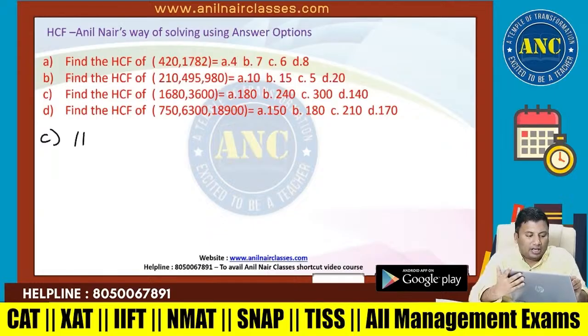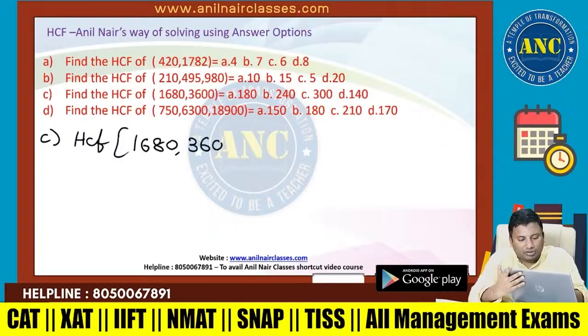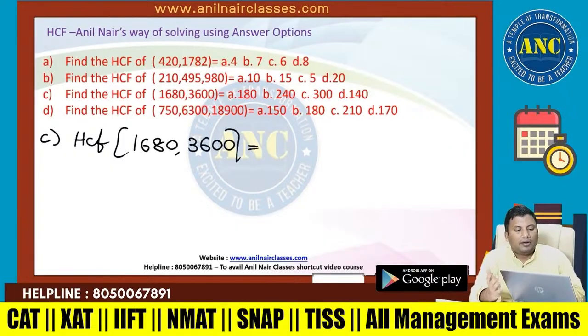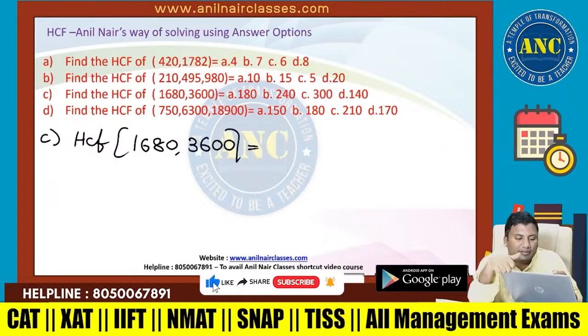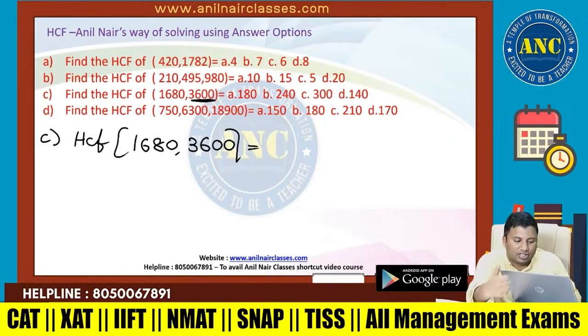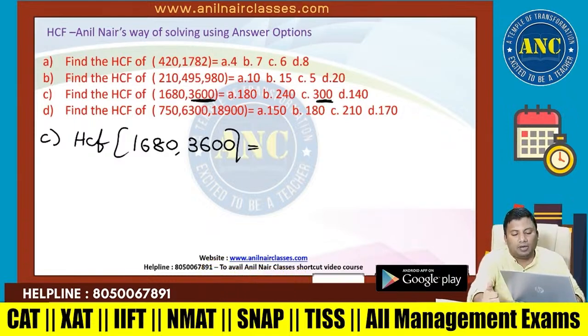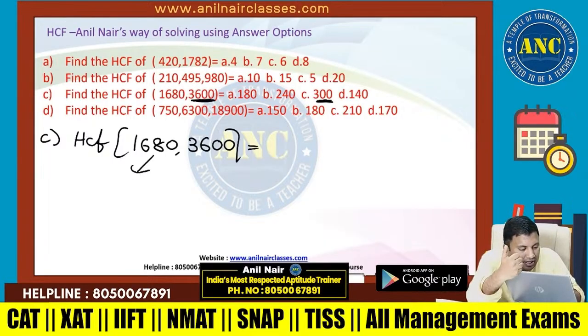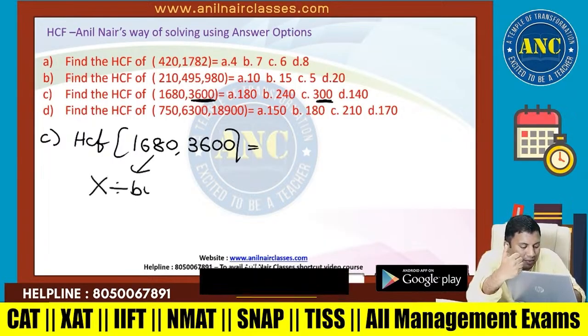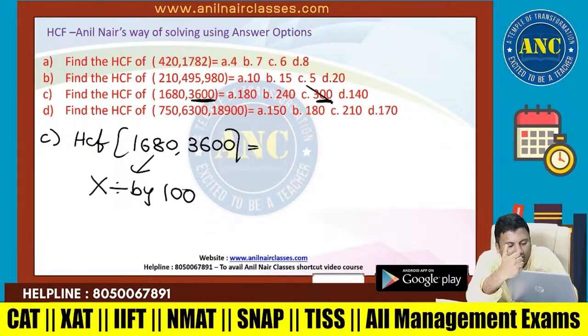Find the HCF of 1680, 3600. Directly by looking at it, we can say the answer. Divisible by 100 means the last two digits are 0, 0. If the HCF were divisible by 100, option C would be valid, but 1680 is not divisible by 100. So option C is incorrect.